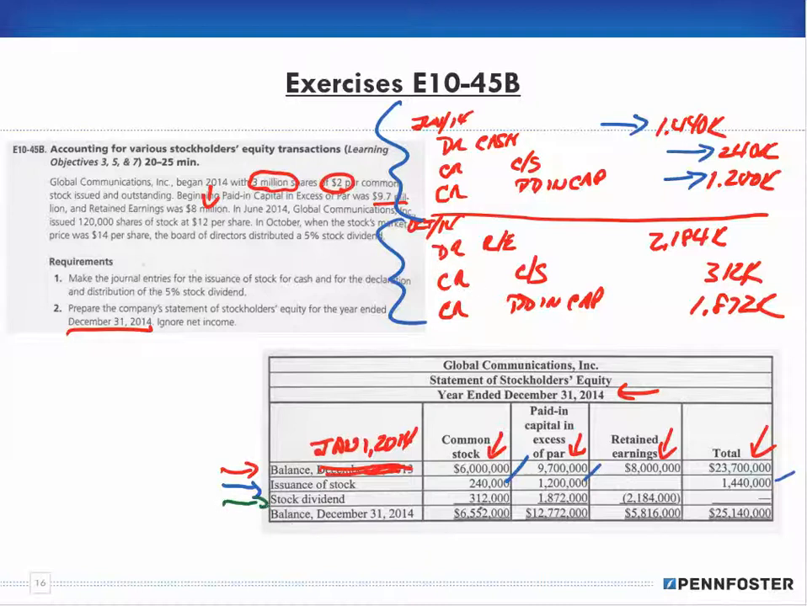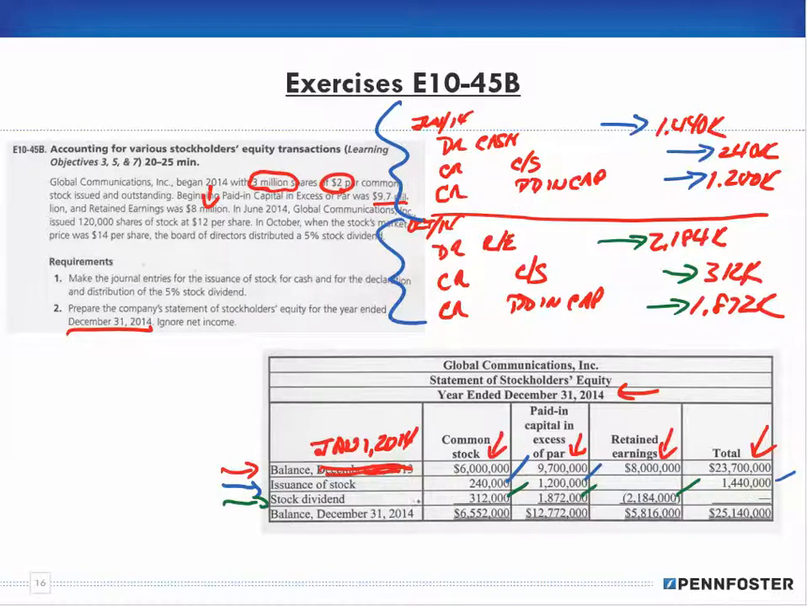Then the next thing we have to consider is the stock dividend. Same thing. We created an additional $312,000 in common stock. We had an additional $1,872,000 in paid-in capital. And where did that come from? It came from retained earnings. So we have to take it out of the retained earnings, and that's why it's a negative $2,184,000. Notice that there is no total for the stock dividend.